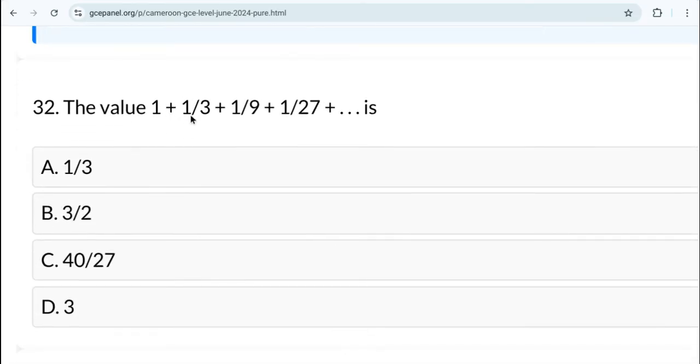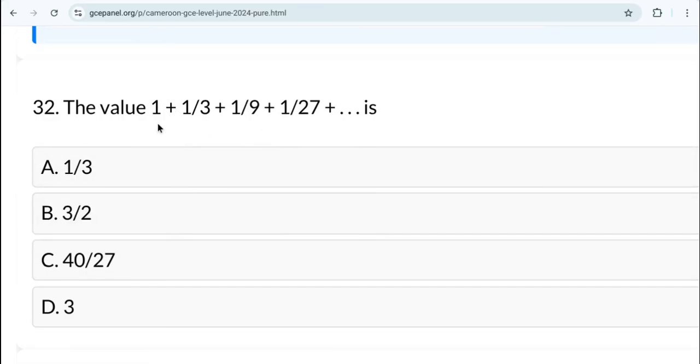We have the value 1 plus 1 over 3 plus 1 over 9 plus 1 over 27 plus and so on. This is an infinite series, right? Or the sum of an infinite sequence.